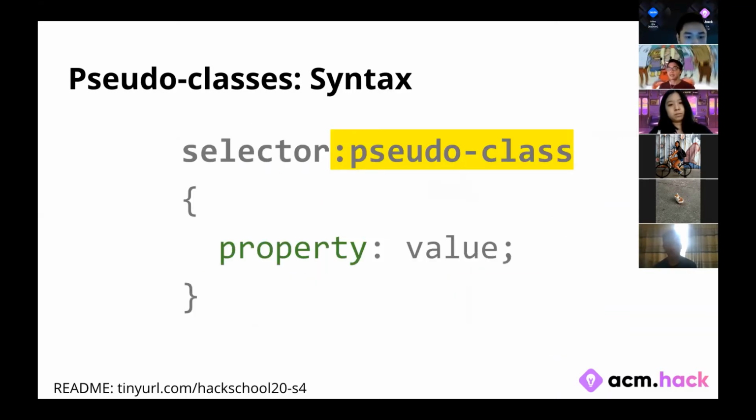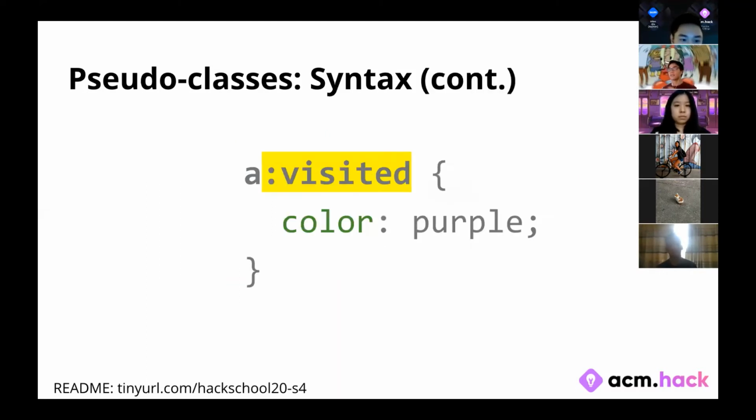So here's the syntax for pseudo-classes. You can see that it's pretty similar to the base syntax. The only difference is that you have to specify what pseudo-class we want to change the style of, as well as what selector we want the pseudo-class to refer to. And the way you do that is you add a selector, then you add a colon, and then the pseudo-class. So let's take a look at an example.